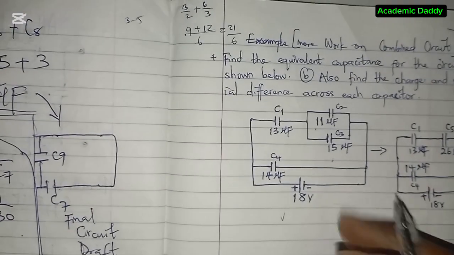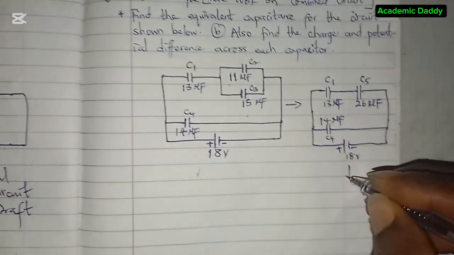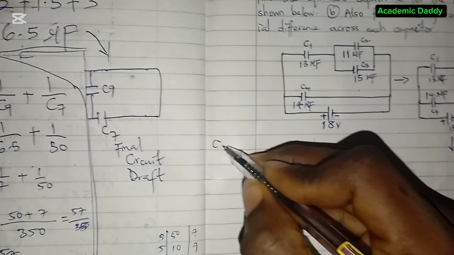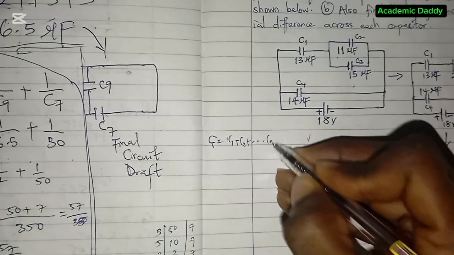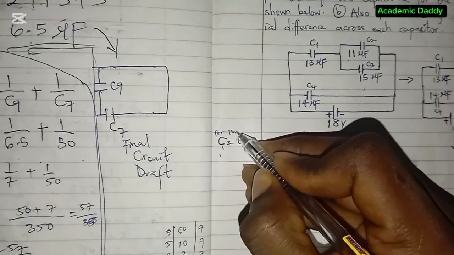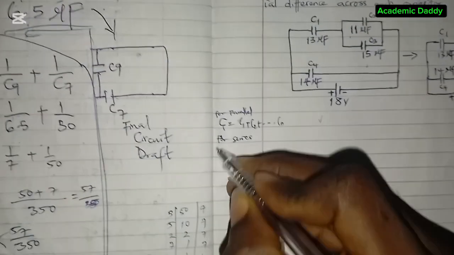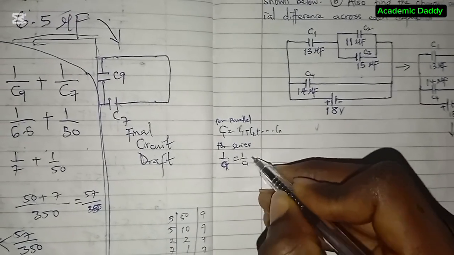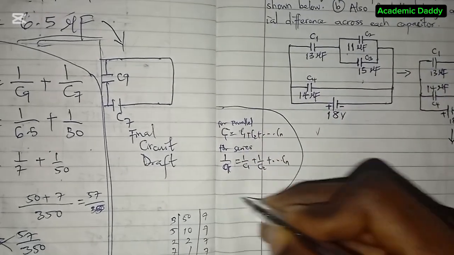So notice that I've done this now. The next thing I need to do is to look at this one, so I will move down. If you want, you can do your own by remembering that if it is in parallel, capacitance is given by C total equals C1 plus C2 plus dot dot dot up to any number of C. While for series, it is 1 over C total equals 1 over C1 plus 1 over C2 plus dot dot dot to any number of Cn. So you need to note this.